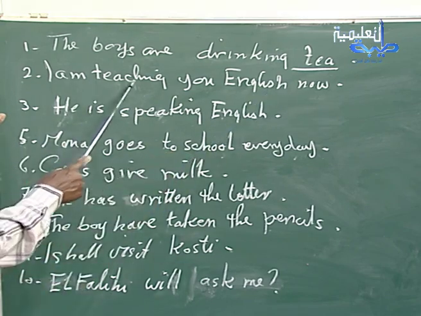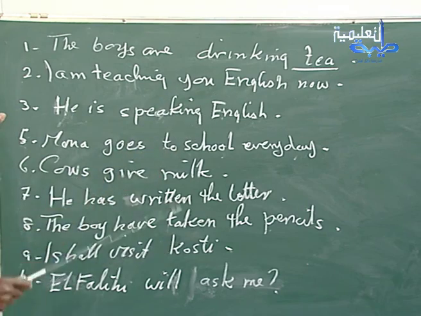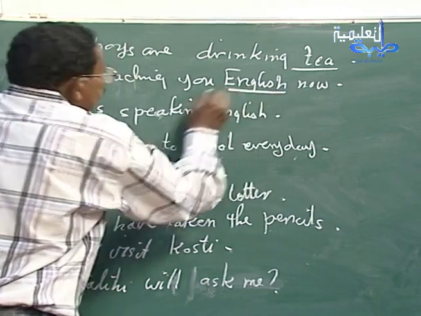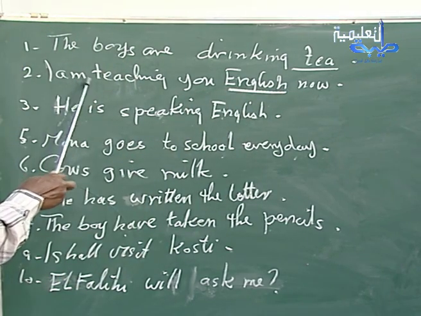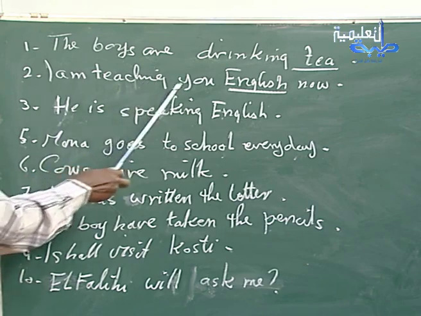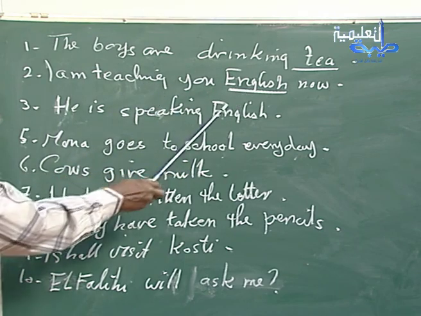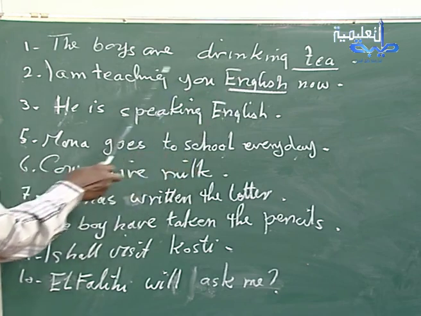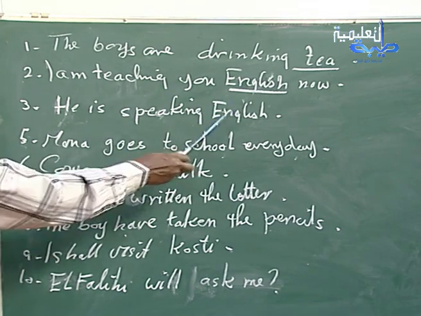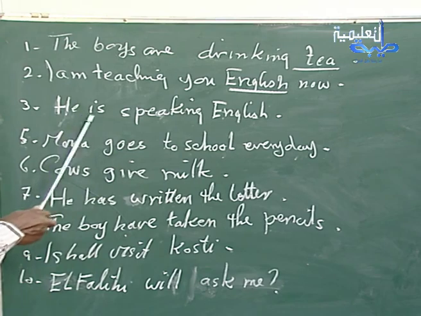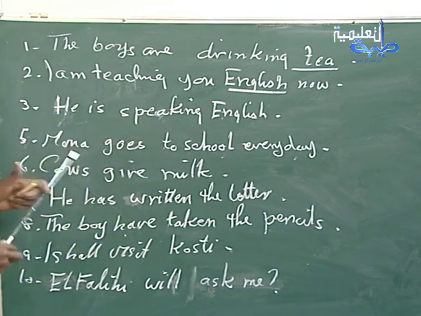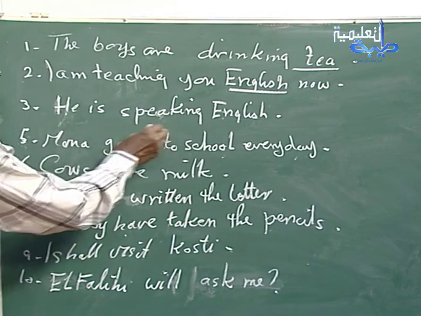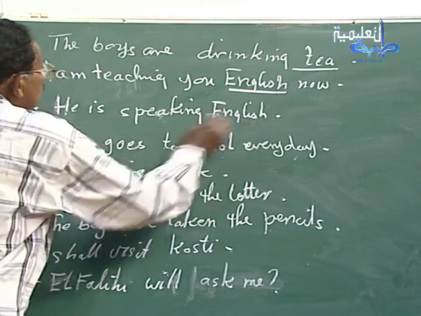I am teaching you English now. This is a sentence in present continuous. I am going to change it. This is the object. I start with English. English, because this is present continuous, and this is singular: English is being taught now. He is speaking English. This is also present continuous. English is being spoken.